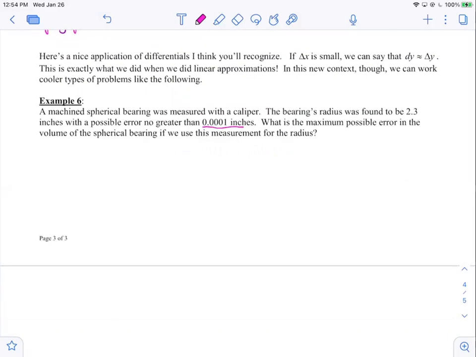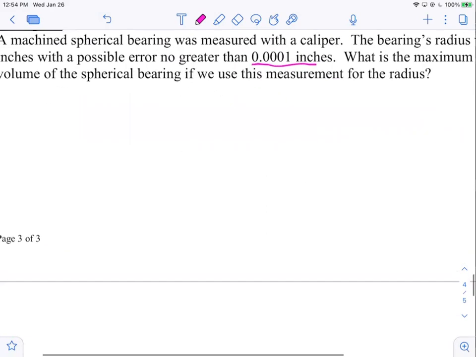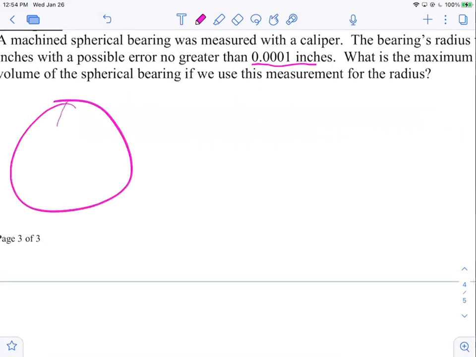If a ball bearing that's 2.3 inches can vary as much as 0.0001 inches, that could be smaller or bigger than 2.3, then what's the maximal possible error in the volume? So here's what we're going to do. Here's a sphere. Here's the three-dimensional depiction. It's a pink bearing. Here's the radius r.